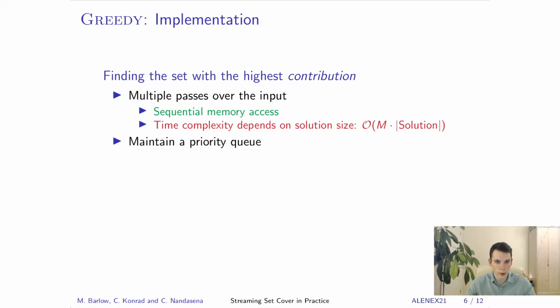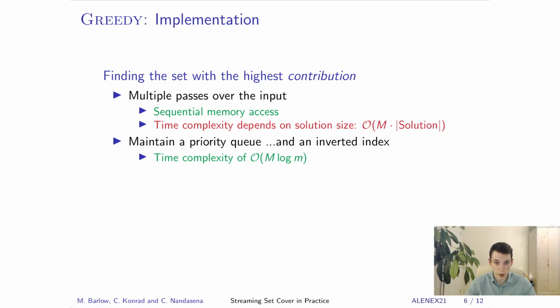However, there's a problem. Every time we update the solution, the contributions of other sets might change. So how do we solve that? Well, one way is to use an inverted index. This inverted index is pre-computed, and it maps universe elements to the sets which contain them. So when we update the solution with a set from the priority queue, we do a lookup in this inverted index for each element in that set, such that we know all sets whose contributions have changed. We can then update the priority queue entries of these affected sets.